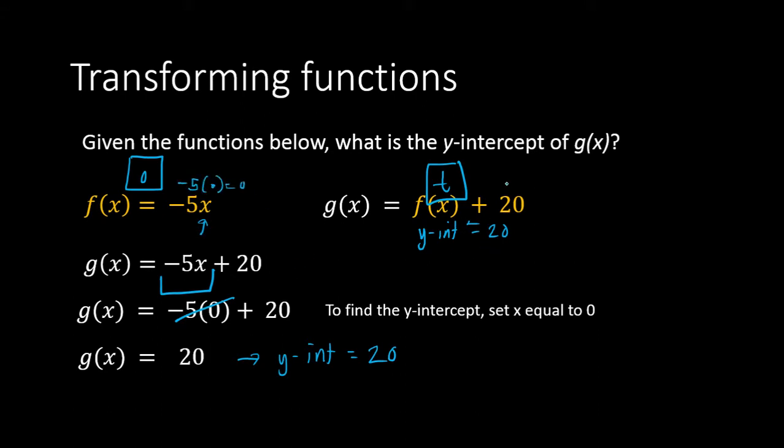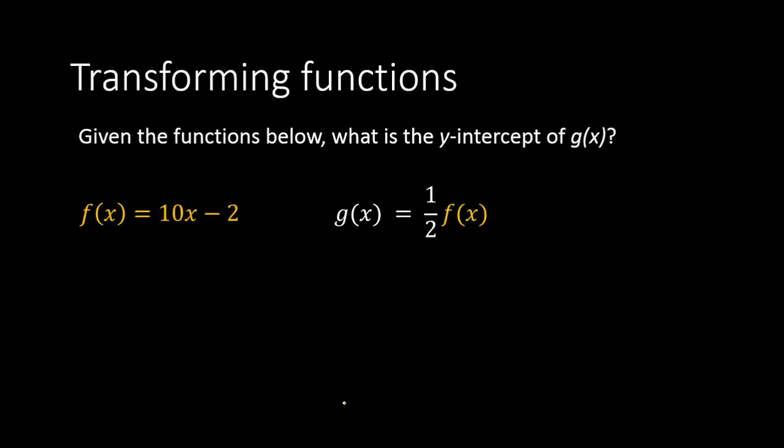So notice that when I added 20 onto the function, I also added 20 onto my intercept. This makes sense because adding 20 took that function, whereas originally it would have crossed through the origin, and now I've translated it upwards 20 units. So my y-intercept went from 0 to 20.